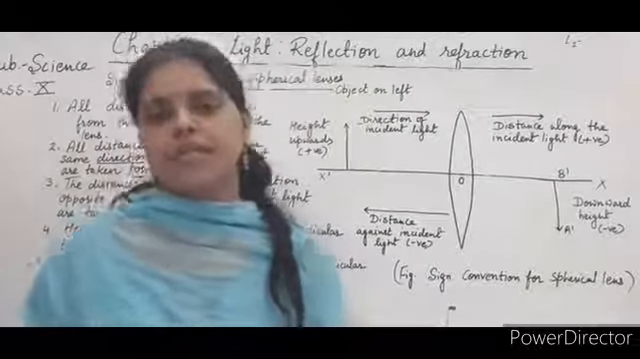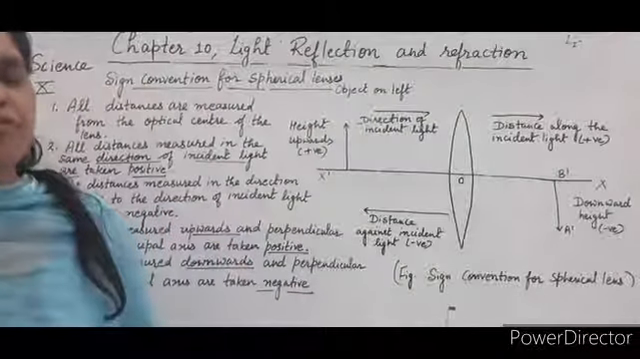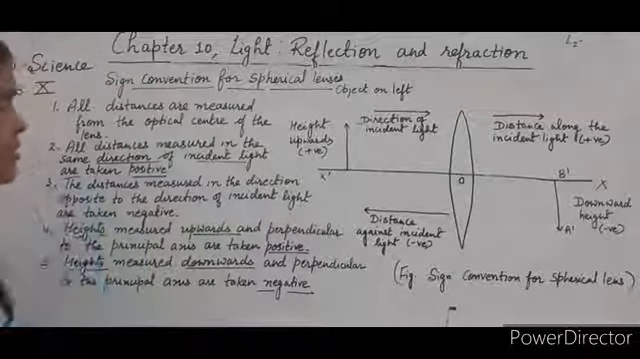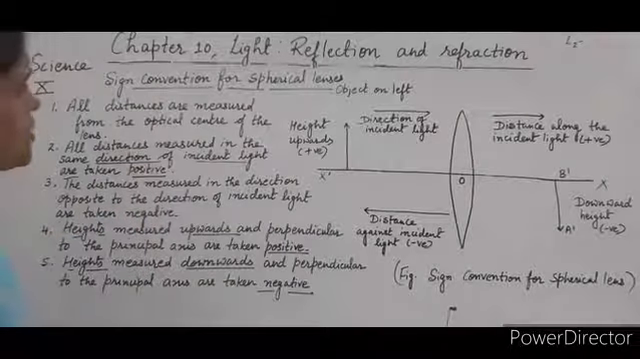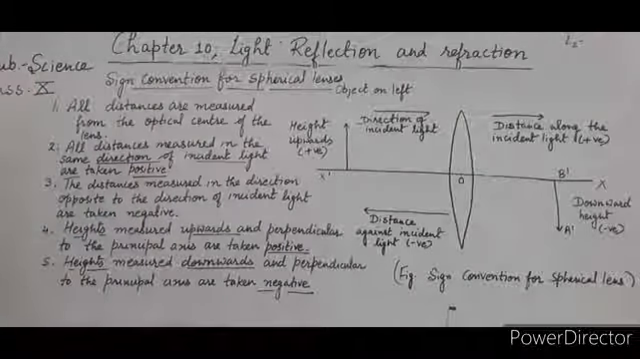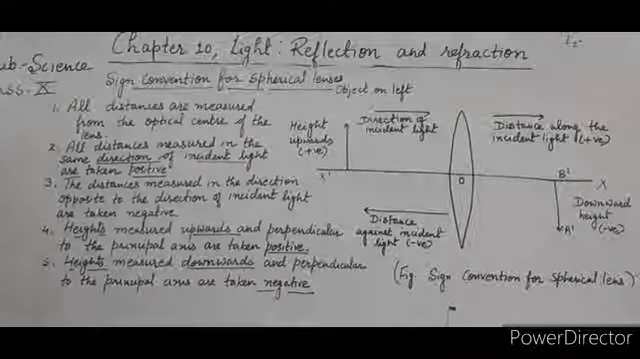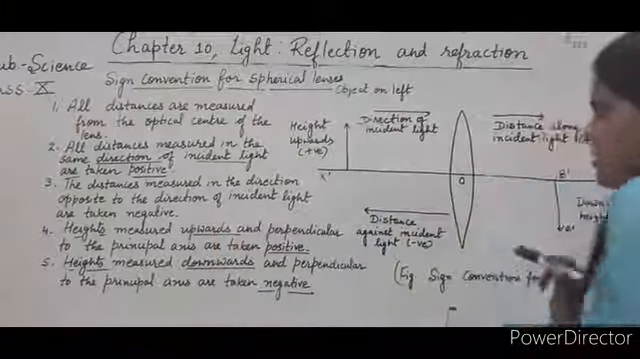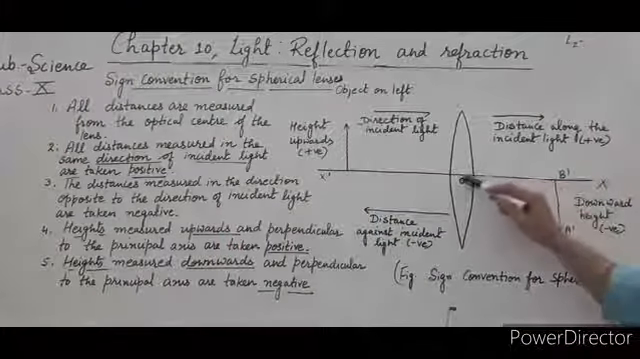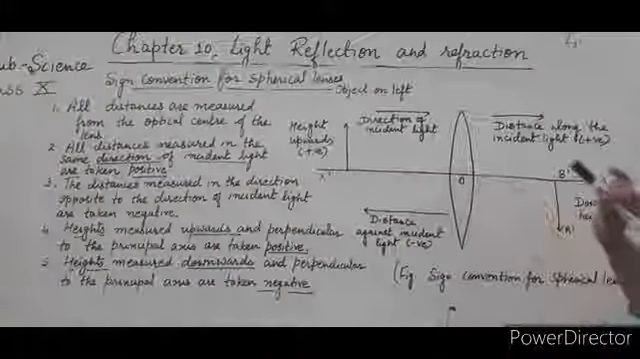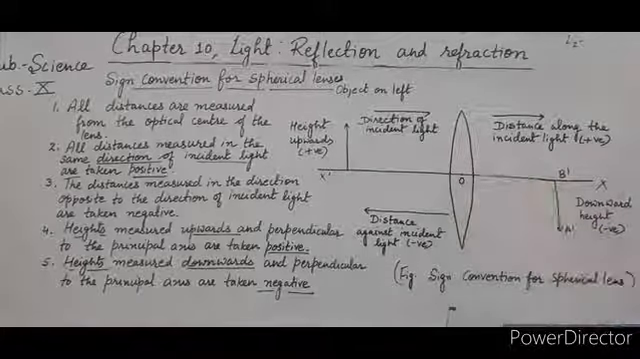Our next topic is sign convention for spherical lenses. There are certain rules. All distances are measured from the optical center of the lens. All the distances are measured from the optical center. It is taken as the origin.